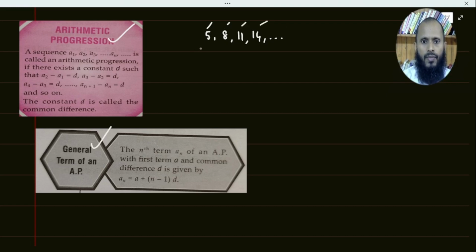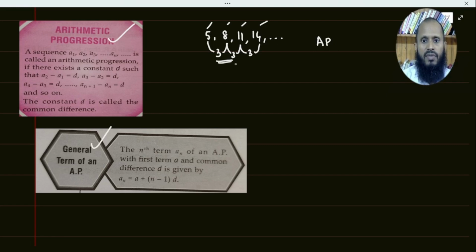Now, if you observe this carefully, you will see that when you add to this 5 a constant, say 3, we will get 8. That is the second term. Similarly, if you add 3 to 8, you will get 11. Similarly, 3 to 11 will give you 14. And it goes on. So, every time you can see that there is a particular constant which is added to a term to get the next term. Okay. Such a sequence is called an arithmetic progression, or in short, an AP.